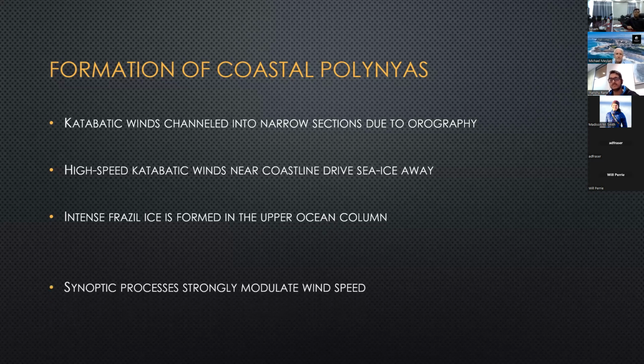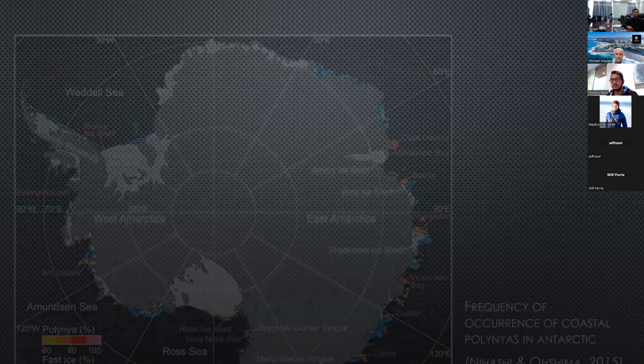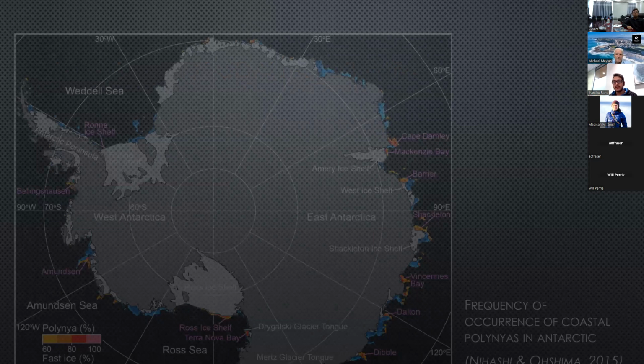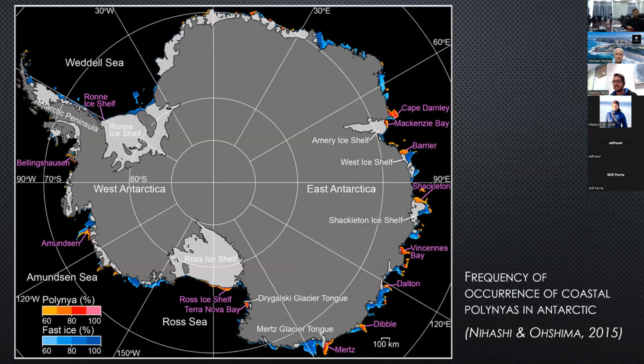Now, studies have shown that synoptic processes slightly affect the local wind direction, but they strongly modulate the wind speed. This image shows some major frequently occurring coastal polynyas in Antarctica. The 13 regions shown here are regions where coastal polynyas are seen regularly. The color scale below shows the frequency of occurrence of these coastal polynyas.